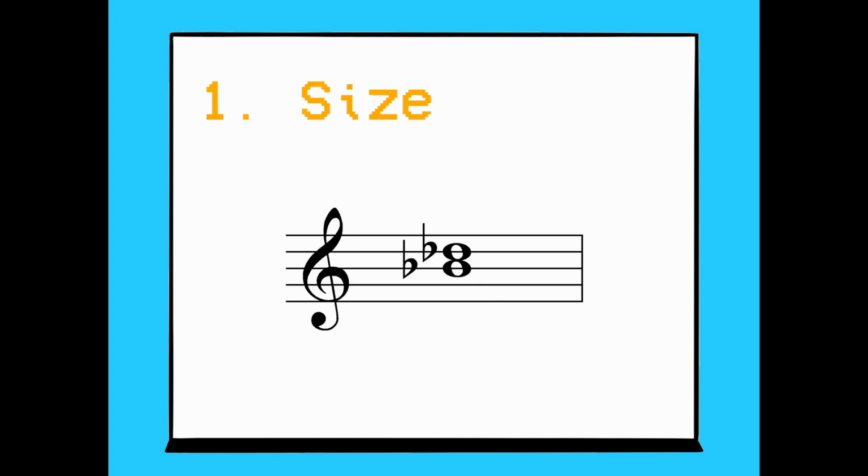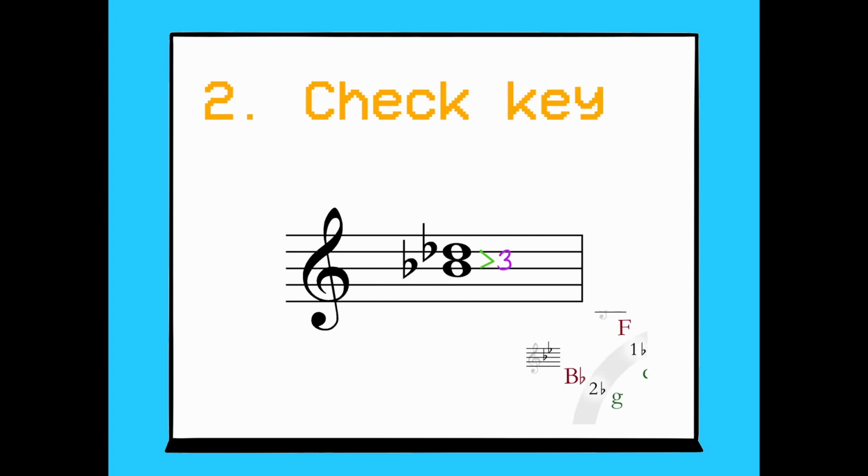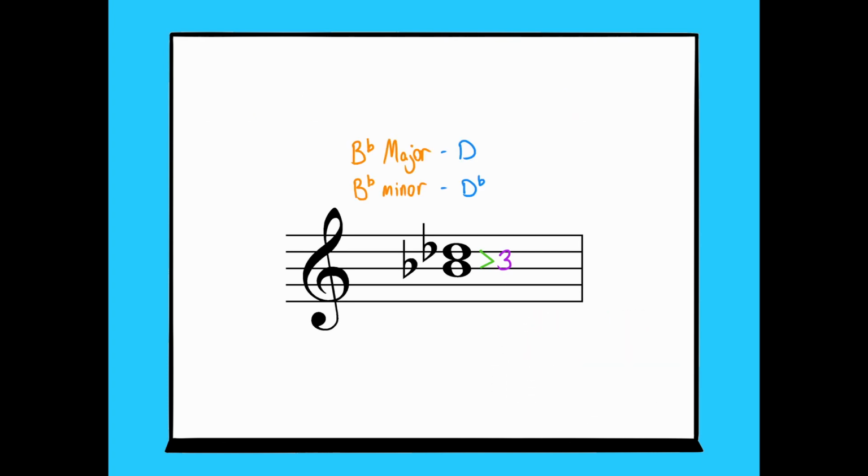How about this one? B flat to D flat is a third, line to line, so we need to check the key. Does D flat happen in the key of B flat major? No, but it does happen in the key of B flat minor. D flat is a half step lower than D, which would happen in B flat major. That means that this is a minor third.